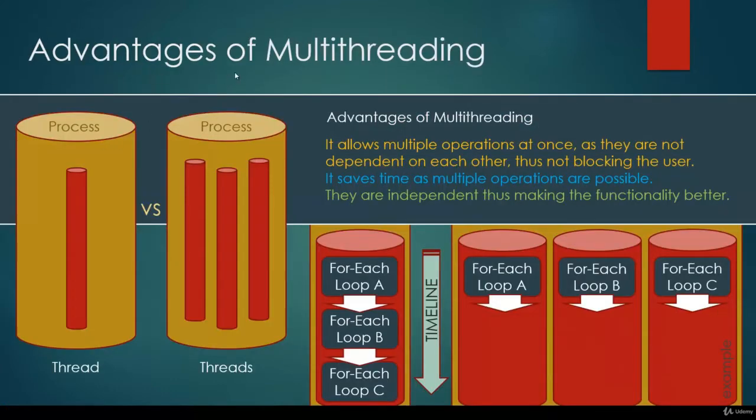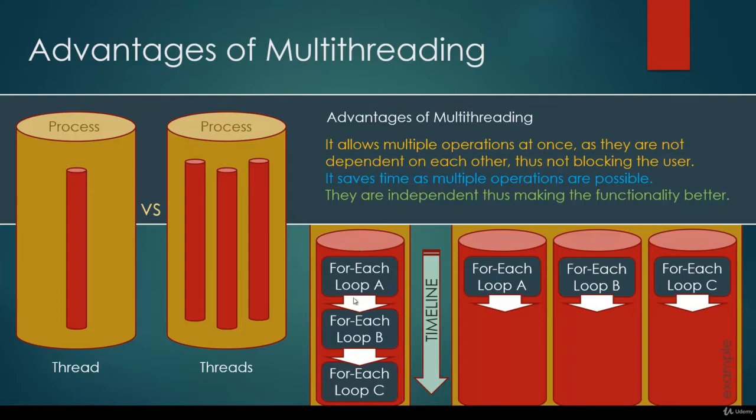Okay, so what is the advantage of multithreading? Every single process may have several threads. This is what we have been talking about. In this case, the first process has just a single thread and the second process has three distinct threads. So the advantages of multithreading are that first of all, it allows multiple operations at once as they are not dependent on each other, thus not blocking the user. Then it saves time as multiple operations are possible. And finally, the threads are independent, thus making the functionality better.